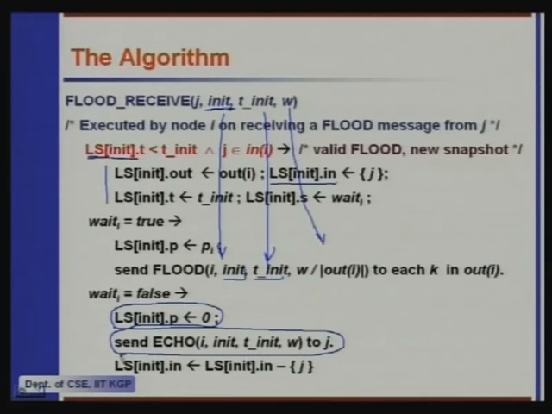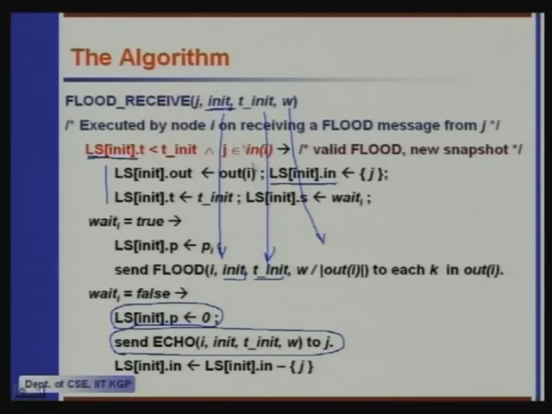And we set ls init dot in to be equal to ls init dot in minus j, because it is no longer in the set of inward dependencies, right. Is this part clear? Yes or no? Clear?